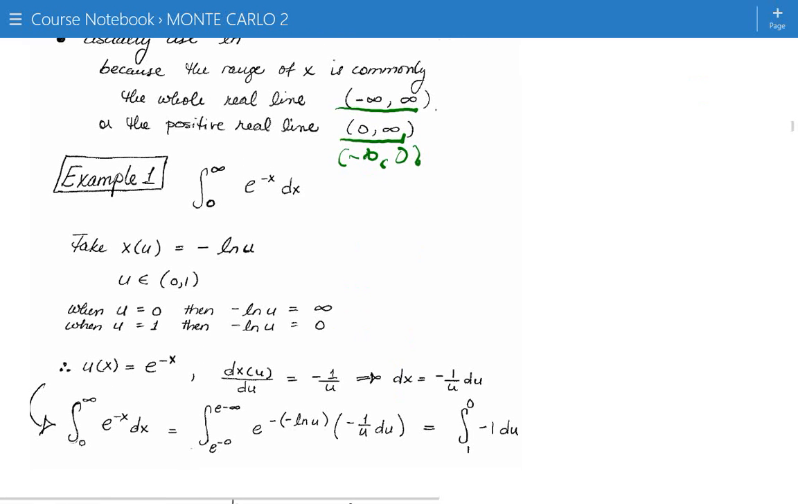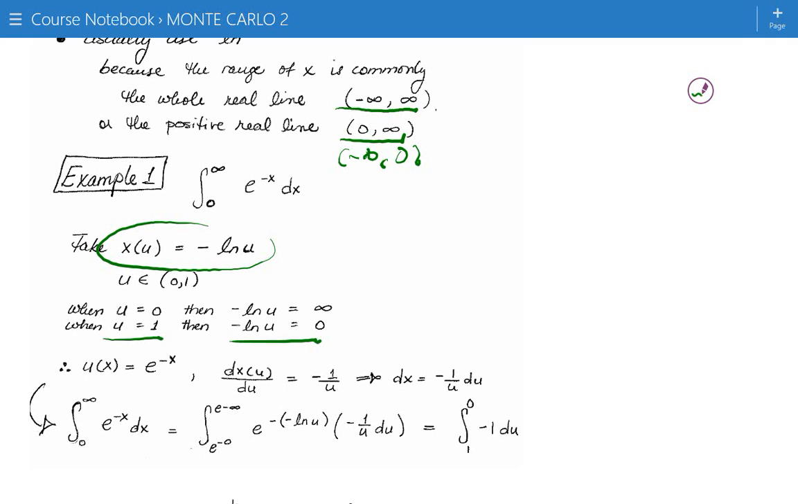So for example, if we're going to try to do the evaluation of the integral from 0 to infinity of e to the negative x, we could take x of u, or x as a function of u, to be negative log of u. So u, which is going to go from 0 to 1, will span from essentially infinity to 0. When u is 0, negative log of u is infinity. When u is 1, negative log of u is 0. And when u is anywhere between 0 and 1, it will be between 0 and infinity.